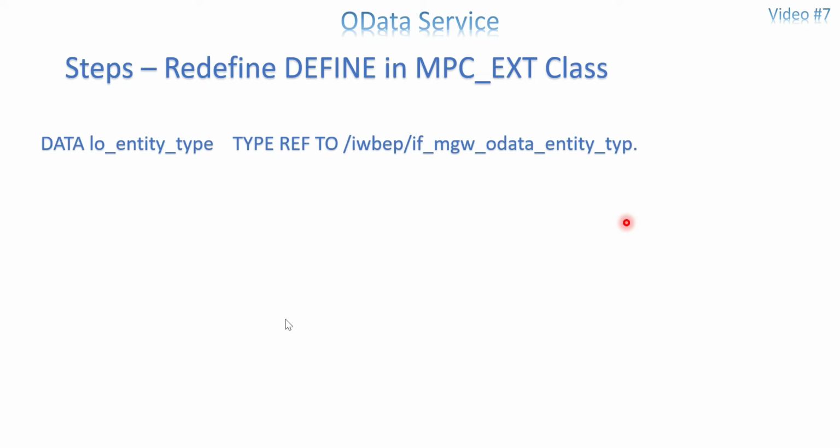The next one is not available in the previous part one session. Redefine the define method in the MPC extension class. In the last video, part one, we didn't touch anything in the MPC extension class, right? We didn't redefine anything. We just added the deep entity. I just came to the DPC class, redefined the get expanded entity set method, and wrote the code we wanted. We did it. But here one additional step we have to do. We have to redefine a method called define in the MPC extension class. Just 3 lines of code, nothing big.